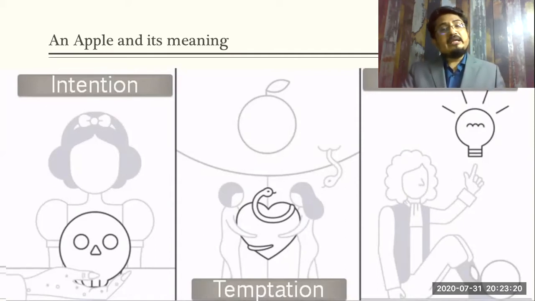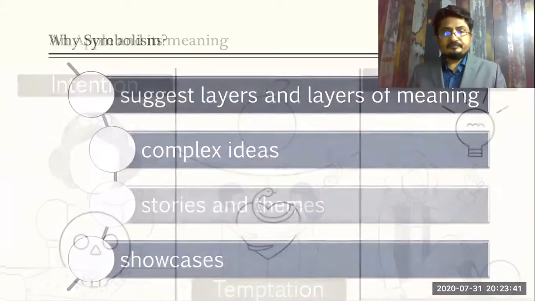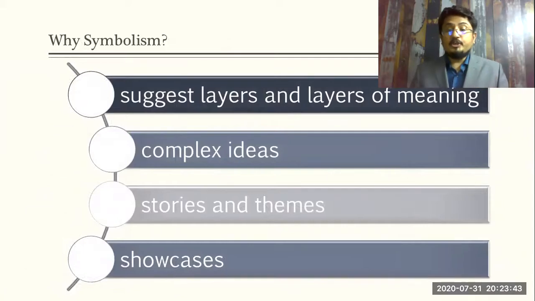So you all can easily understand that the image, the name, the object differs from one object to another object. That's why we are using symbolism. And just to understand with better clarity, I wish to tell you that symbolism allows writers to suggest layers and layers of meaning, the possibilities that a simple literal sentence could never convey.